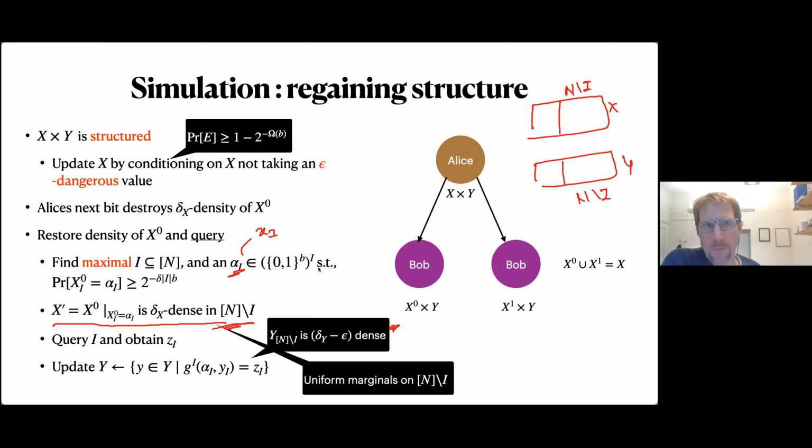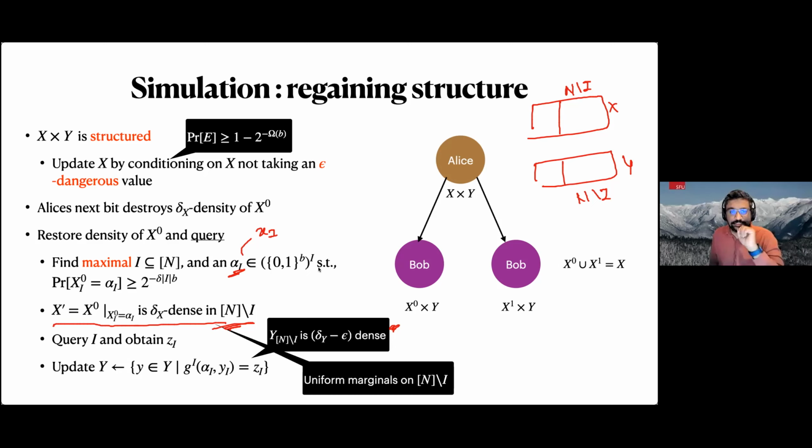And this is somehow a big part of the magic, no? Because I was thinking about this: once you find this alpha I value that is dangerous and just commit to it on Alice's side, a priori everything could break, no? But somehow, miraculously, you recover your uniform marginals and you just go on and work on a smaller set of inputs.